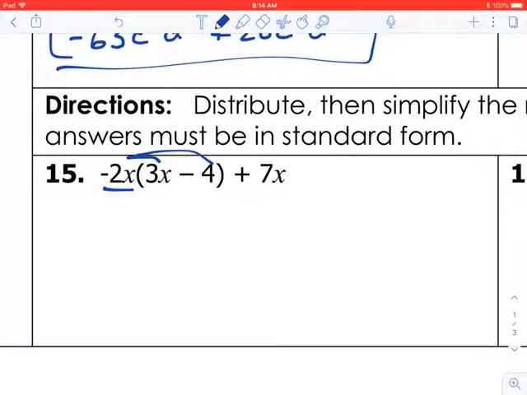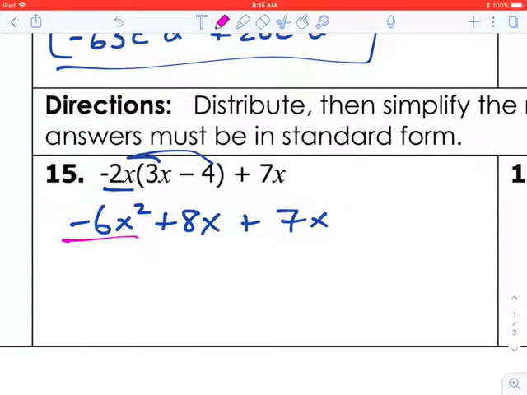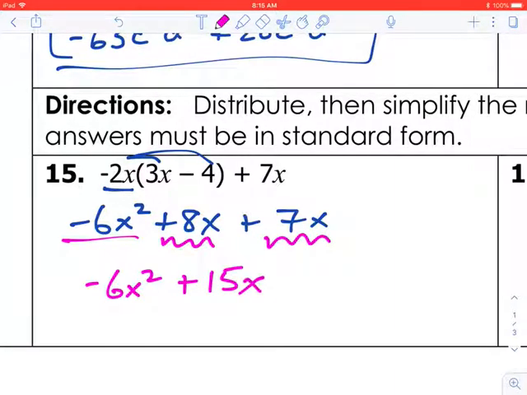So negative 2 times 3 is negative 6. X times x is x squared. Negative times negative is positive 8x. And then plus 7x was still there. And now we look for like terms. Well, I've got x squared. That doesn't have any like terms. And then I've got these two that are like terms. So plus 8 plus 7 is 15x. Remember, when you combine like terms, you only combine the coefficients, the exponent and the variable stay the same. And there we go.